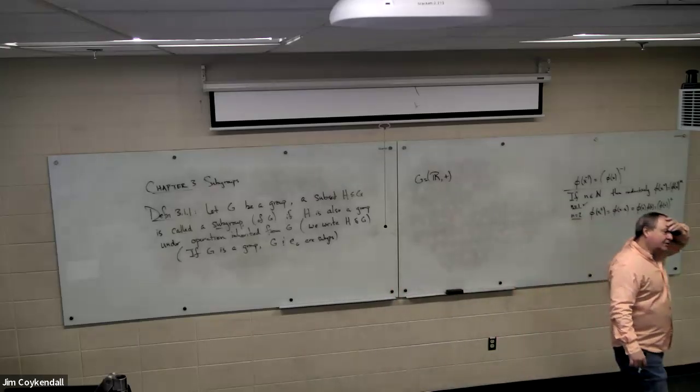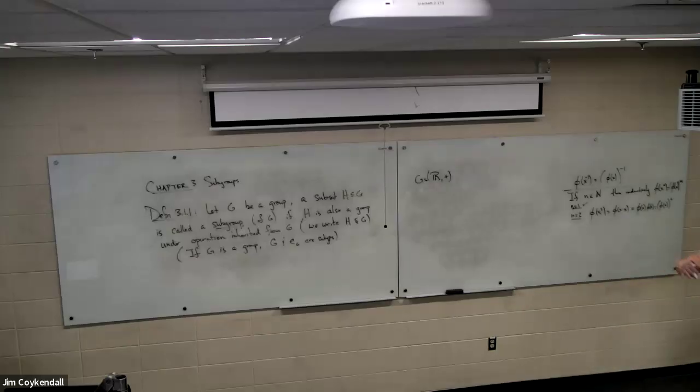Okay, can somebody give me an example of a subgroup that is not the whole thing and is not zero?